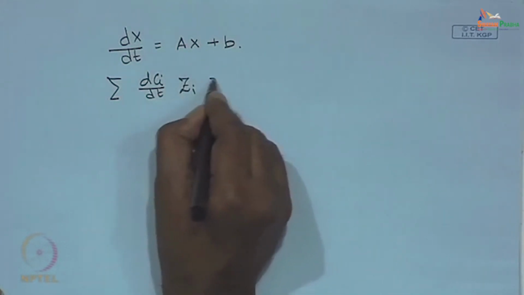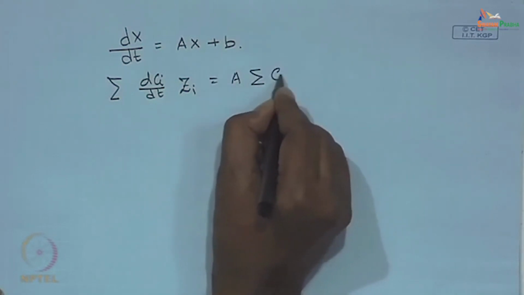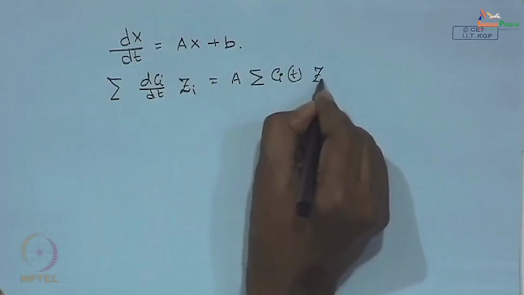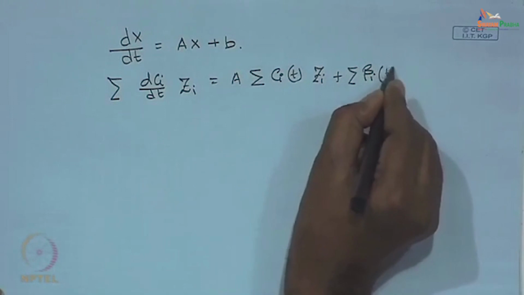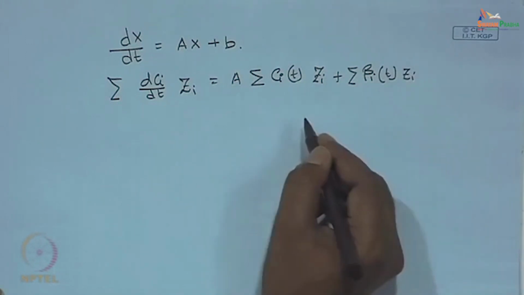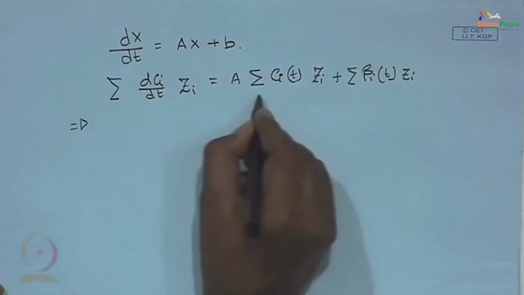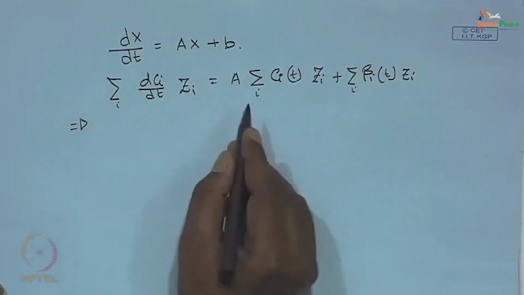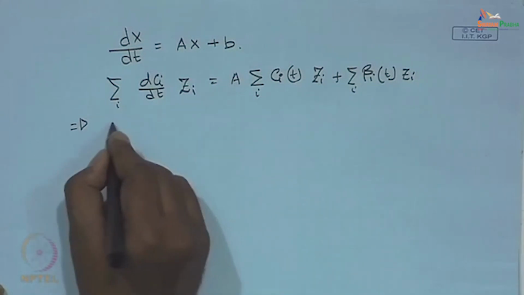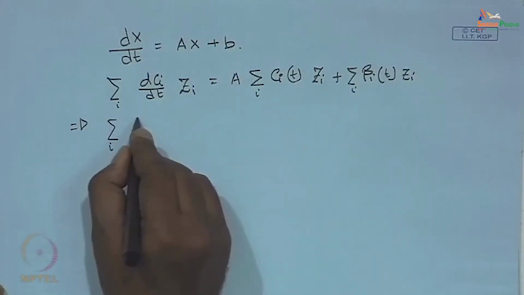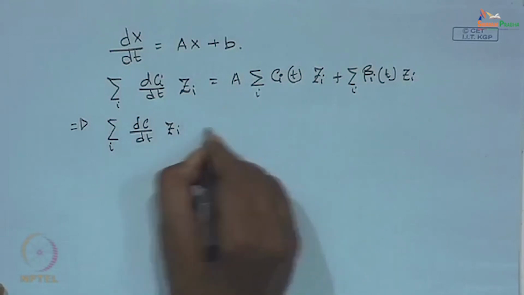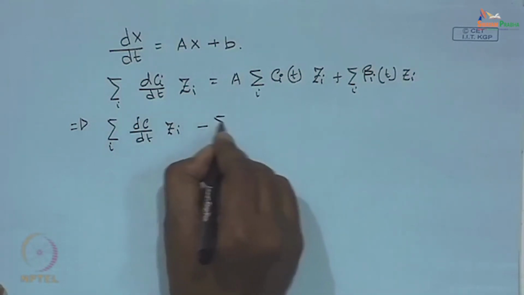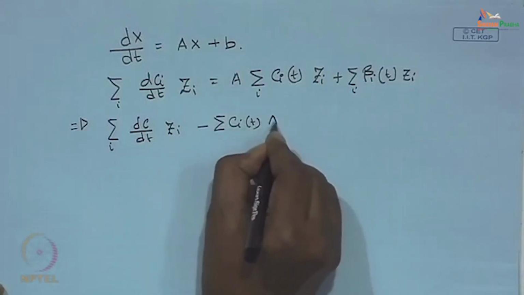z_i is equal to A times the summation of c_i, which is a function of t, z_i, plus the summation of beta_i times z_i. So, therefore, one can bring this up on the left hand side and put everything under the summation. So, this becomes dc_i/dt z_i minus the summation of c_i(t) A z_i.